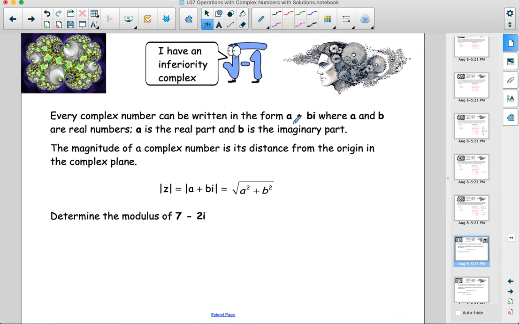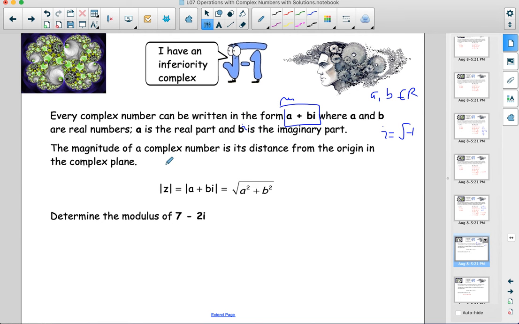So every complex number can be written in the form a plus bi. a and b are real numbers, so a and b belong to the set of real numbers. i is the imaginary unit where the square root of negative 1 is i. This a is the real part, and I think we should put bi is the imaginary part, not just b. You have to combine it with the i. So bi is the imaginary part.